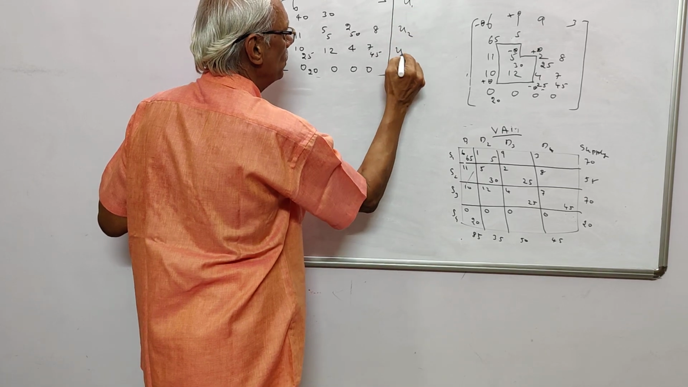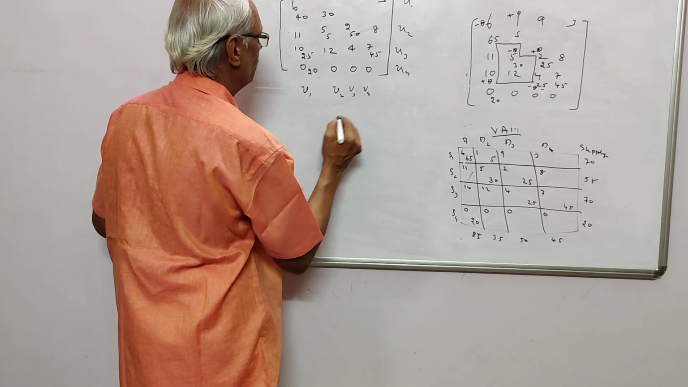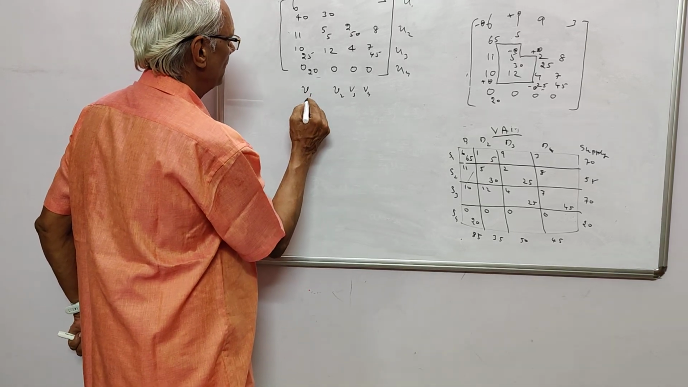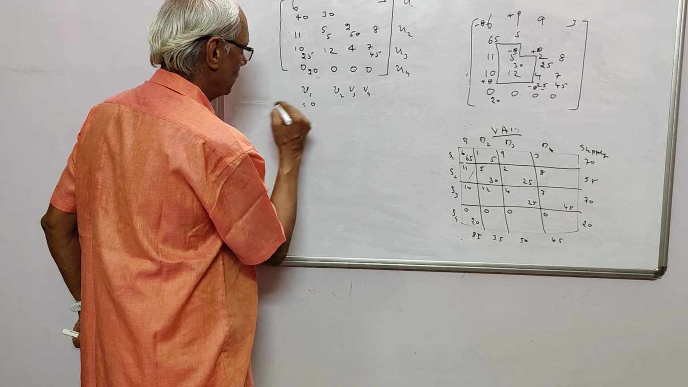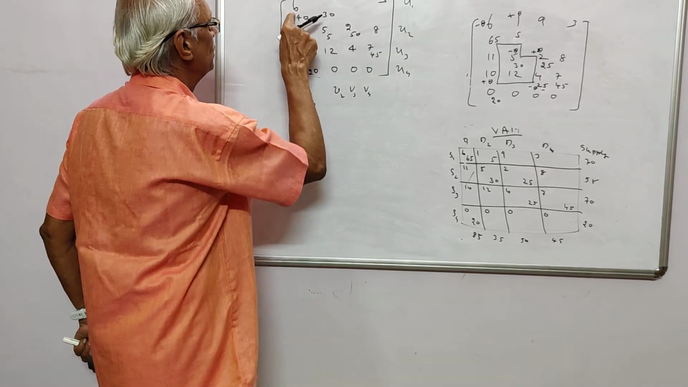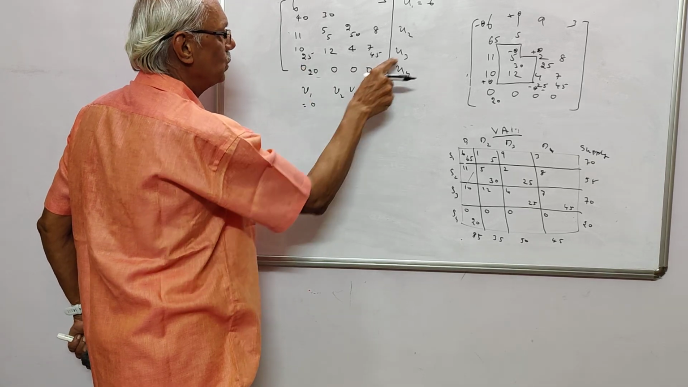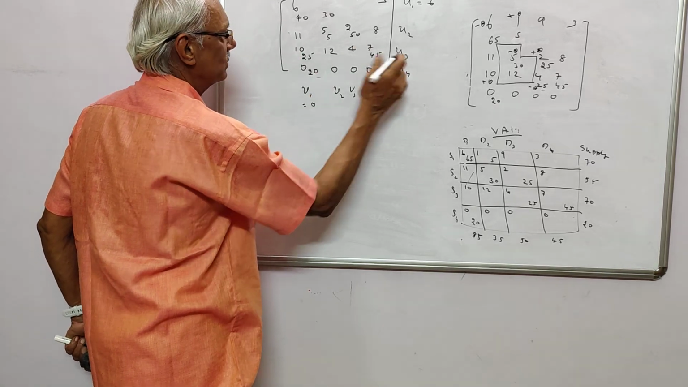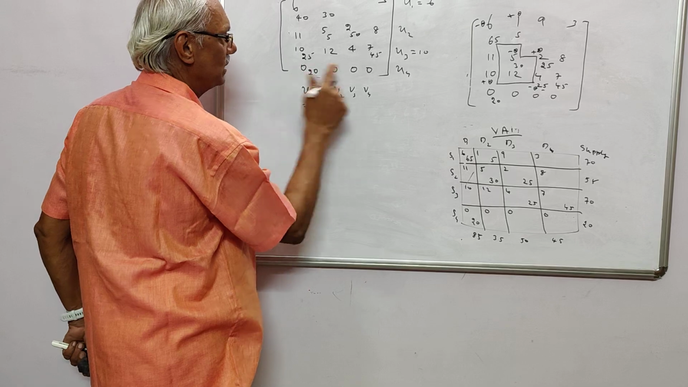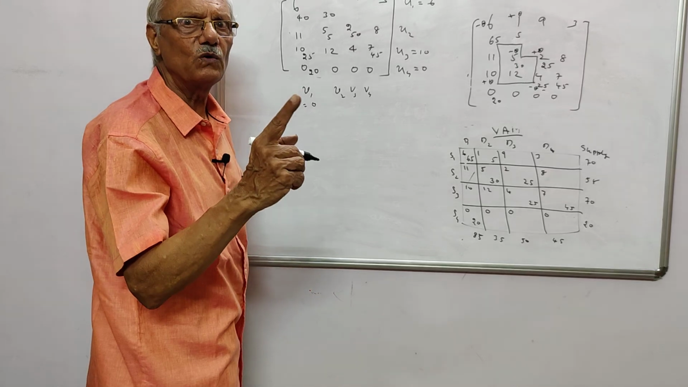U1, U2, U3, U4, V1, V2, V3, V4. So you see that now let us take this to be 0. You can take this V1 to be 0. If you take V1 equal to 0, U1 plus 0 is equal to 6. So this is your 6. Then U3 plus V1 is equal to 10. So this is equal to your 10. U4 plus V1 is equal to 0. So this is also equal to 0. Using the formula Ui plus Vj is equal to Cij.